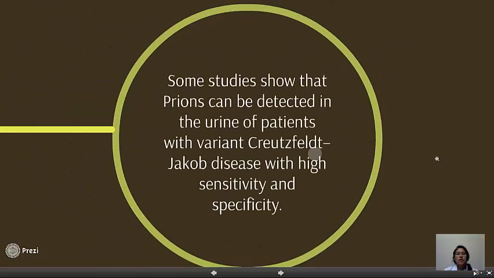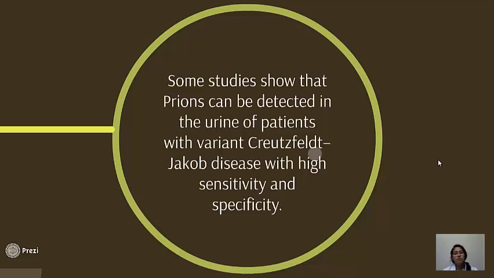Some studies show that prions can be detected in the urine of patients with Variant Creutzfeldt-Jakob disease with high sensitivity and specificity. Thank you. I hope you will learn about this disease, the Creutzfeldt-Jakob variants. Bye.